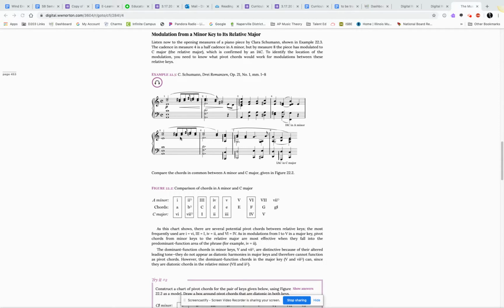And then we're going to circle back in a little bit and talk about a modulation into the key of C major. So right now, just pay close attention to the first four measures, but we're going to listen to its entirety.